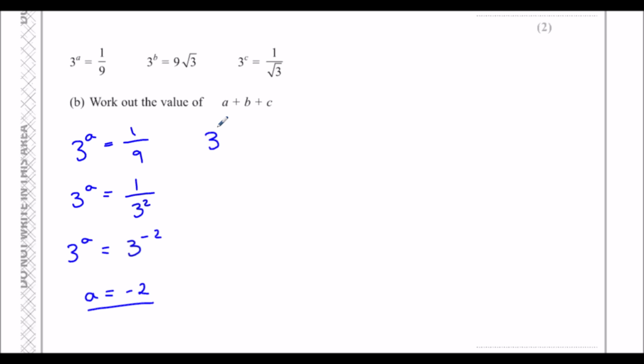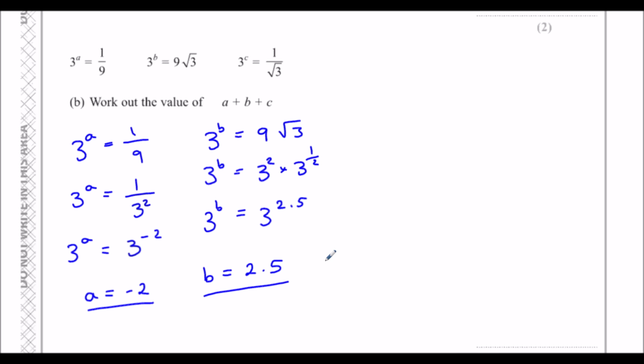And for b, 3 to the power of b is 9 times √3. 9 is 3 squared, and √3, the square root, is the power of a half. So 3 squared times 3 to the power of a half. When we multiply indices, we add the powers. So 3 to the power of 2 plus a half, 2.5. So b is 2.5.